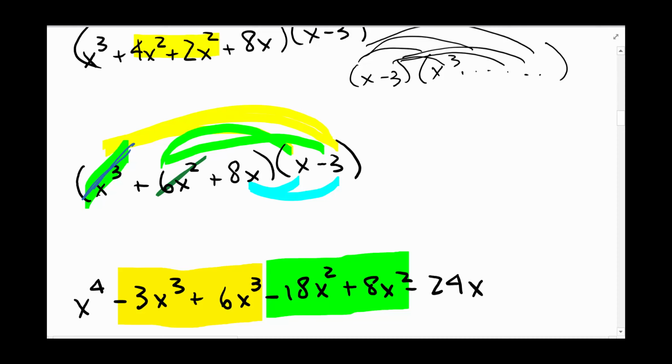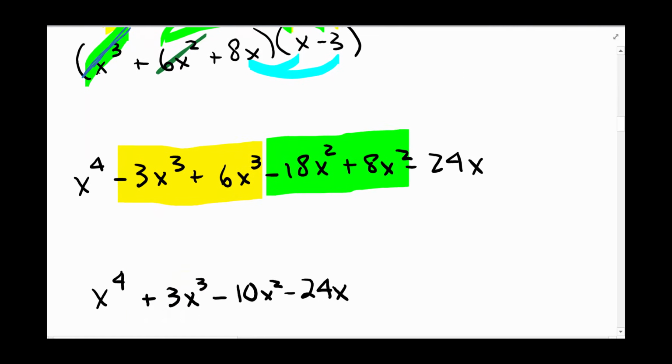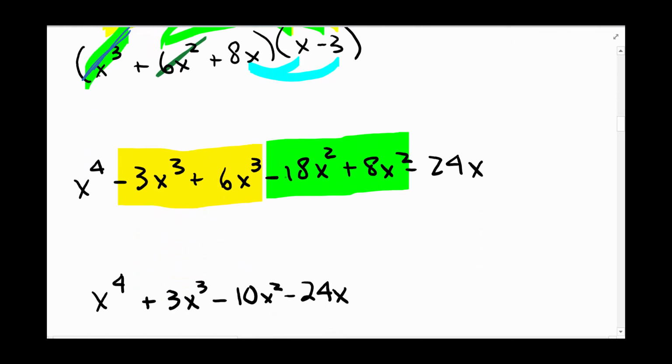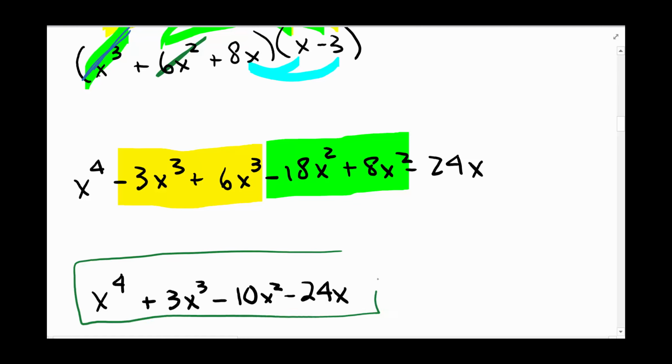Now we have 8x times x is 8x squared. 8x times negative 3 is negative 24x. And then you're just going to add like terms, which I highlighted right there. Negative 3x cubed plus positive 6x cubed leaves us with 3x cubed. Negative 18x squared plus 8x squared is negative 10x squared. But this right here is the polynomial of least degree.